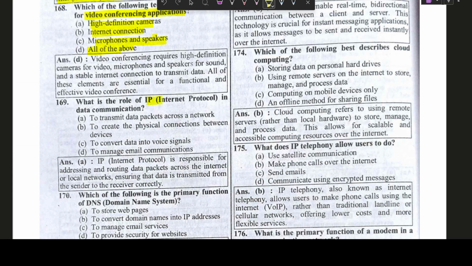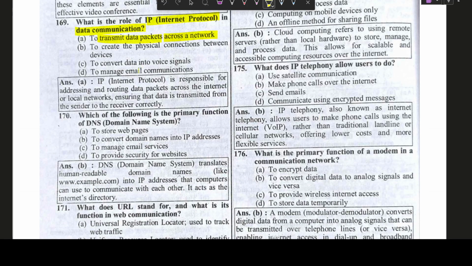What is the role of IP, Internet Protocol, in data communication? So its answer is to transmit data packets across the network. IP is the Internet Protocol. It is responsible for the addressing and routing of data packets across the internet or the local network, ensuring that the data is transmitted from the sender to the receiver correctly.